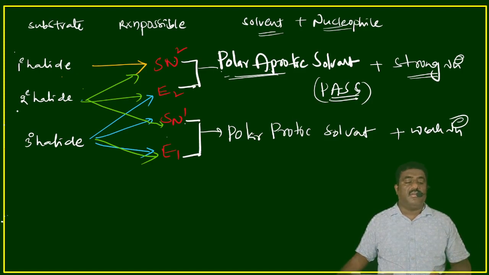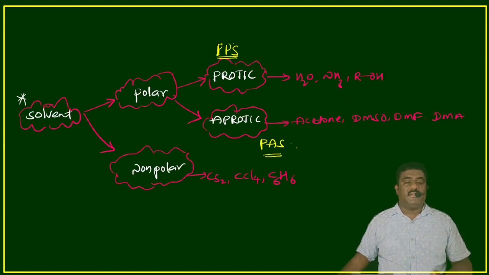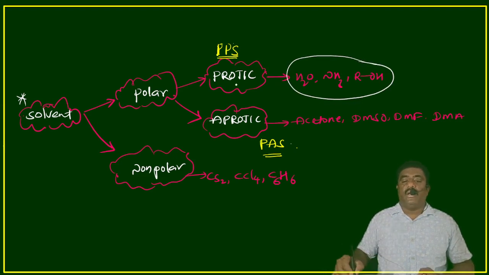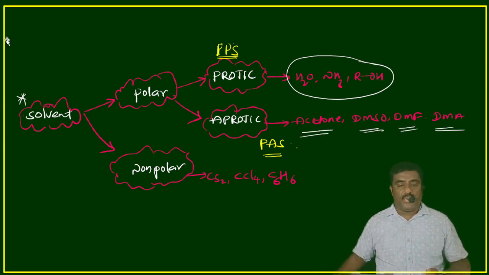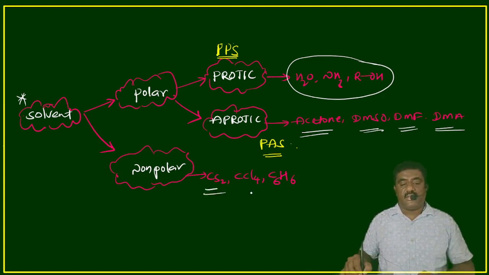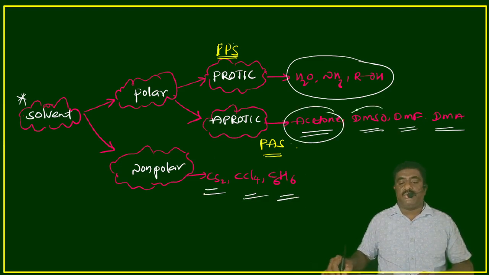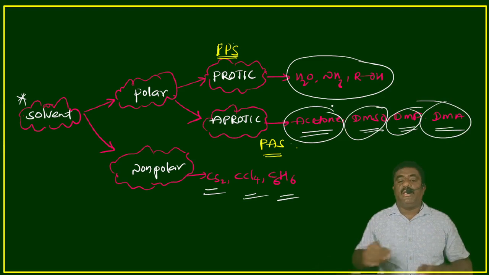Look at the solvents. What are the polar protic solvents? Water, ammonia and alcohol: H2O, NH3 and ROH. Polar aprotic solvents are acetone, DMSO, DMF and DMA. Non-polar solvents are carbon disulfide, carbon tetrachloride and benzene.